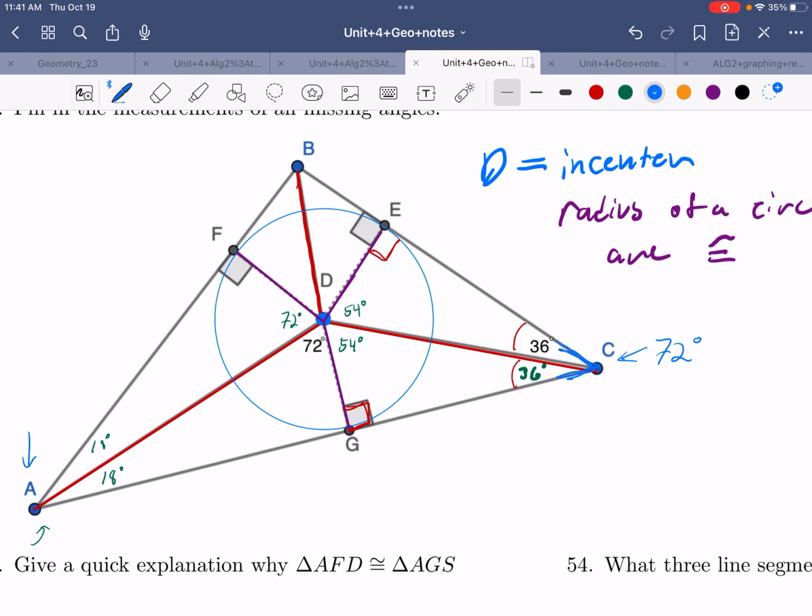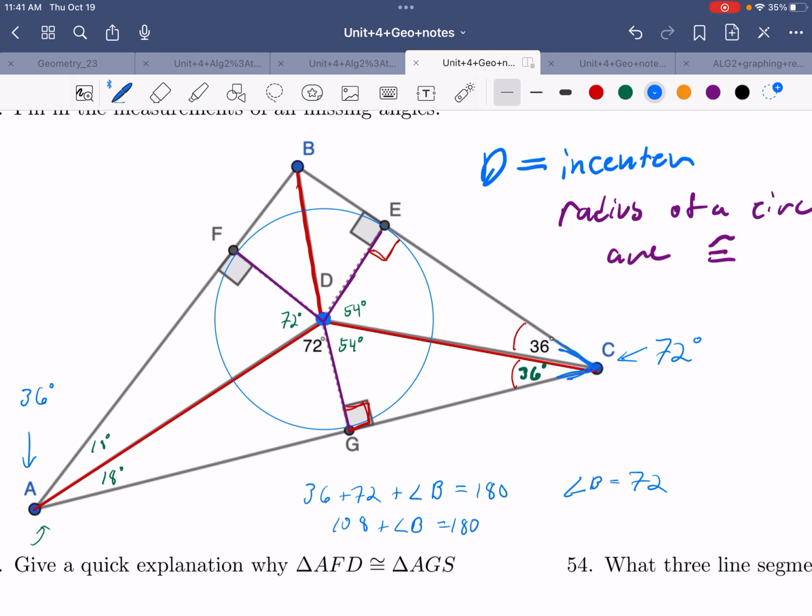Angle A right here must actually be made up of two 18-degree angles, and so adding those together, this must be a 36-degree angle. In which case, since 36 plus 72 plus all of angle B has to add up to 180, what we do is we add 36 and 72. Looks like we're going to get 108 plus angle B equals 180. And so angle B, when I subtract, is going to equal also 72.